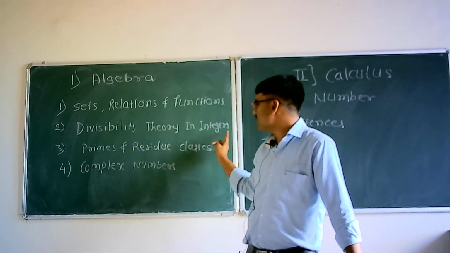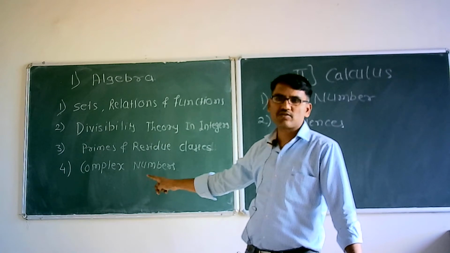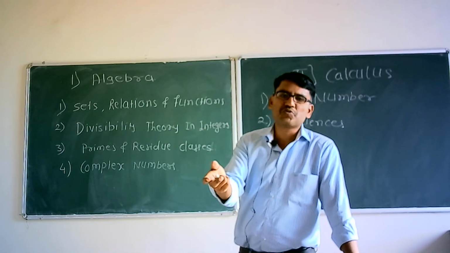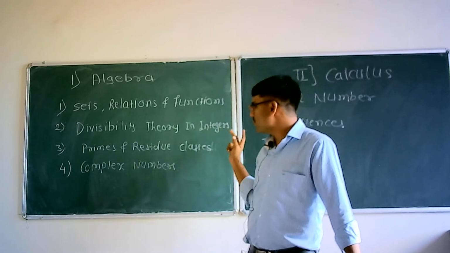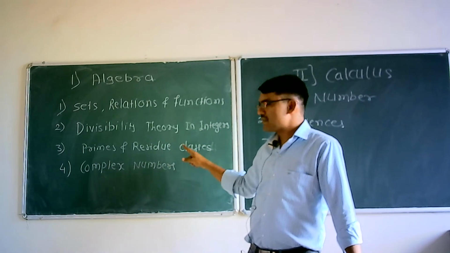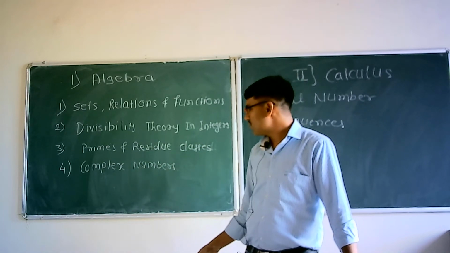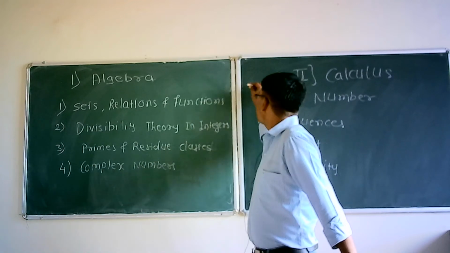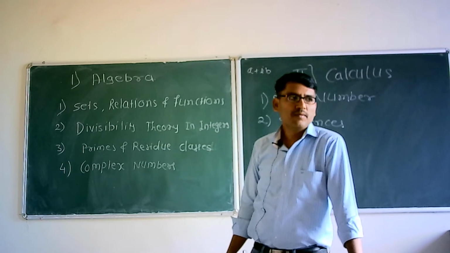Divisibility theory in integers. This course is a completely pure mathematics course. This is also a pure mathematics course. Applied mathematics courses we are going to study in the second semester. These two courses are pure mathematics courses. So residue classes are there that we are going to see in the third chapter. Then complex numbers. All of you know what a complex number is. It is of the form A plus iB. A plus iB, where i is the square root of minus 1.